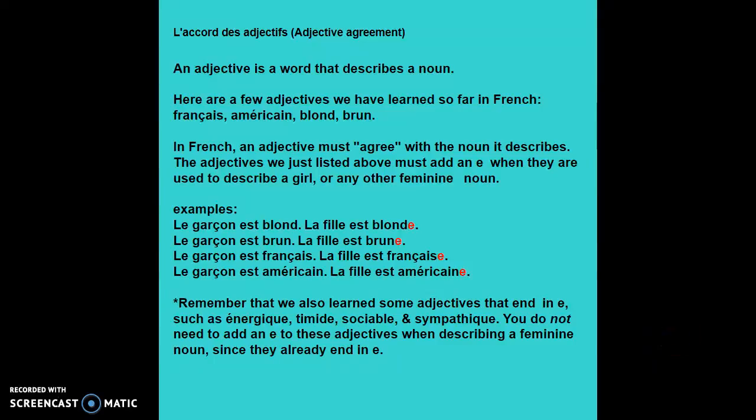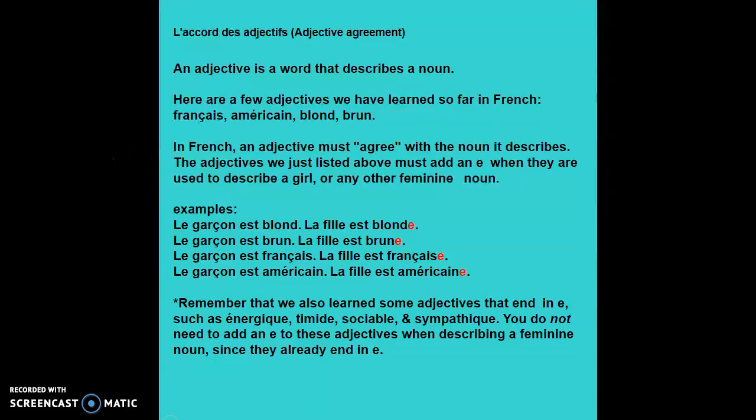Bonjour. Today we're going to have a quick lesson on l'accord des adjectifs, adjective agreement. So you may have noticed in our previous lesson about adjectives some changes in the spelling depending on whether we were describing a male or female. A few adjectives that we learned in that lesson were français, américain, blond, et brun.